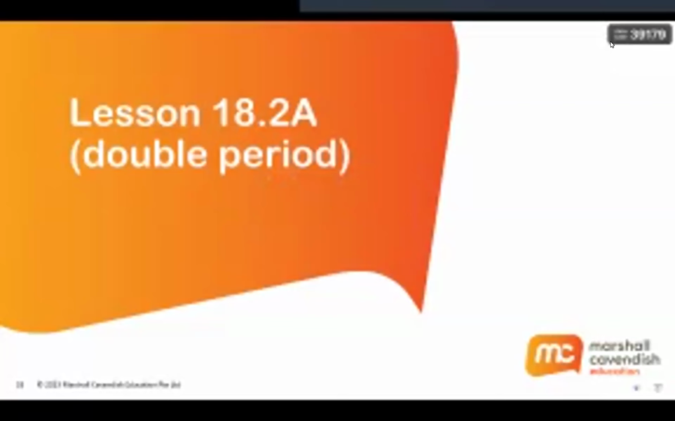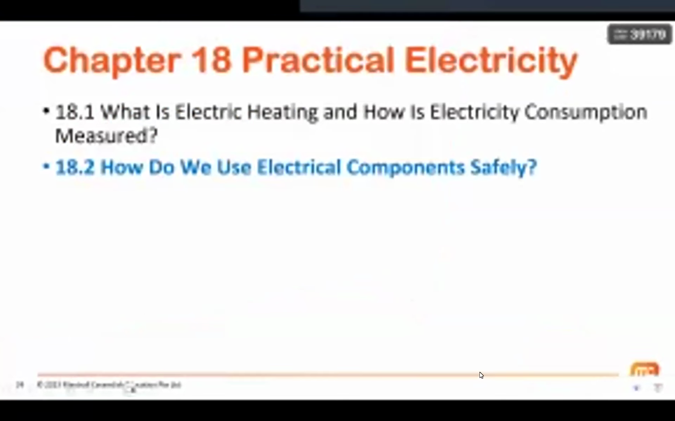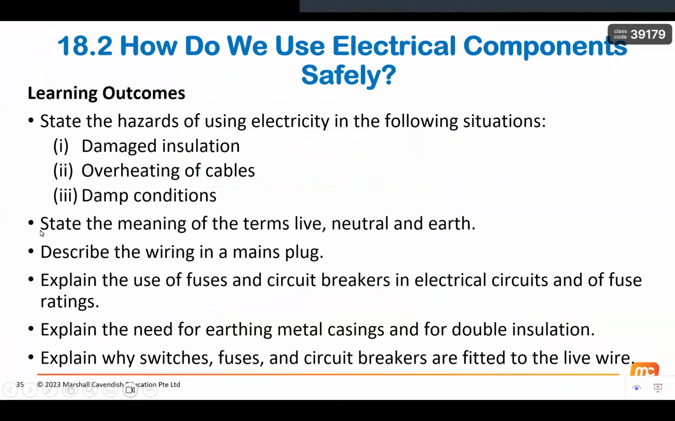DC circuits part 2. In this section, we'll be covering mainly the dangers of electricity as well as the wirings in a 3-pin plug. Okay, so these are the learning outcomes. We'll be covering the first point, second point, and third point. The subsequent last 3 points we'll be covering in the next part of the DC circuit videos.